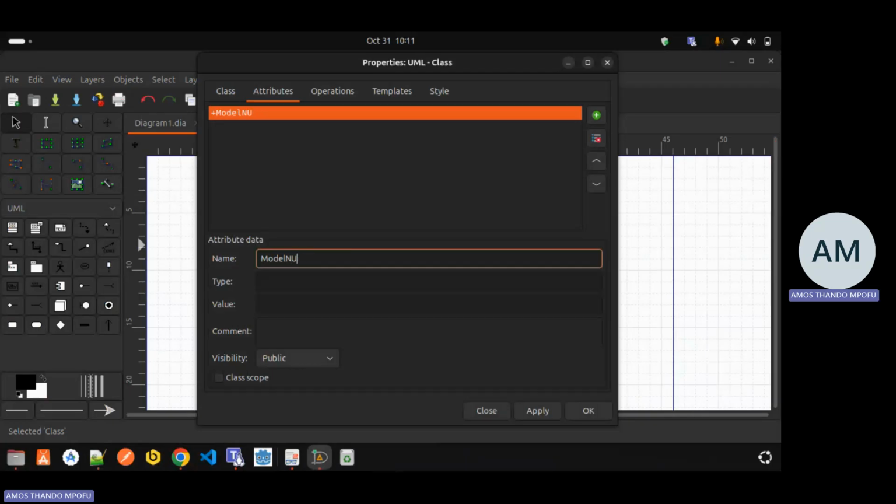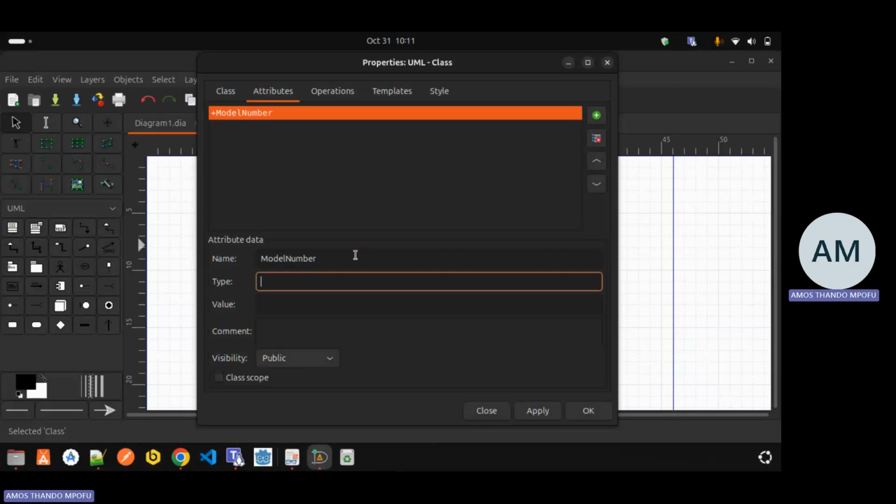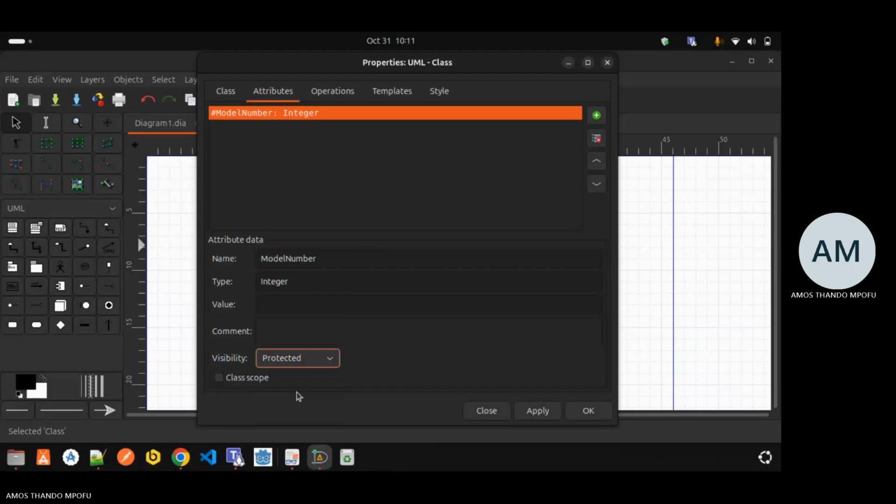So the model number. What model number is the car? And then I would make it an integer, right? And then remember, visibility, it has to be protected. Remember, we have inheritance. Since we have inheritance, I would have to make it protected. If we didn't have inheritance, I would be forced to make it private. And then if I needed to access it, I would create property methods.